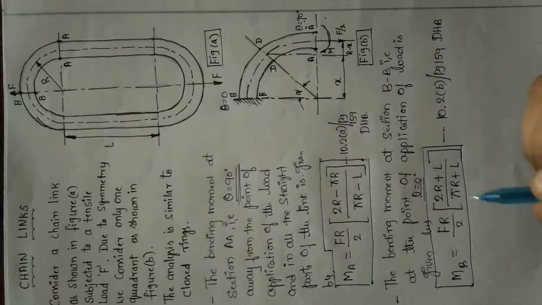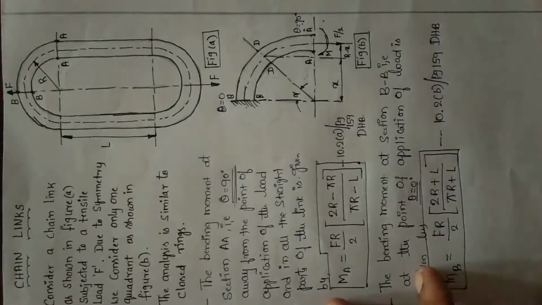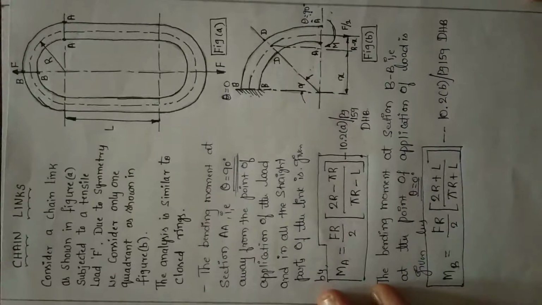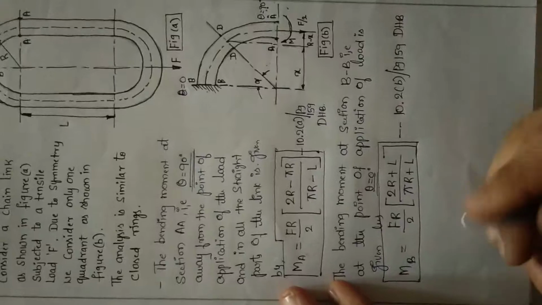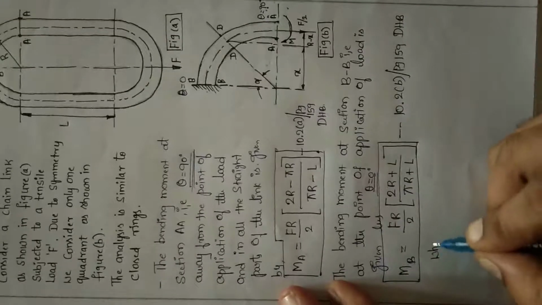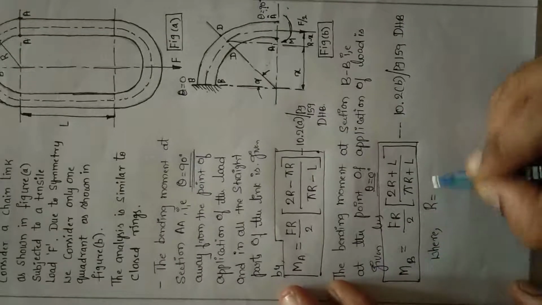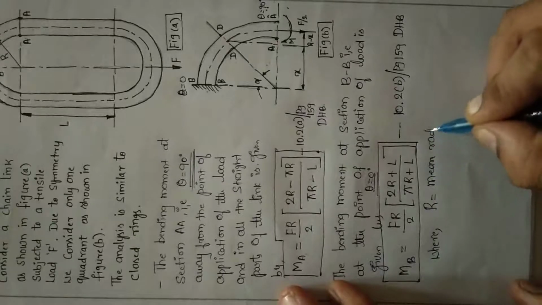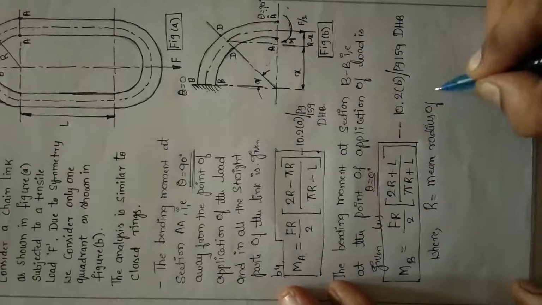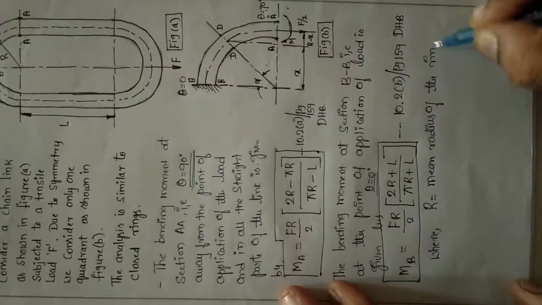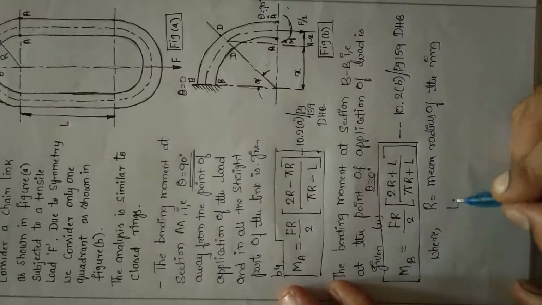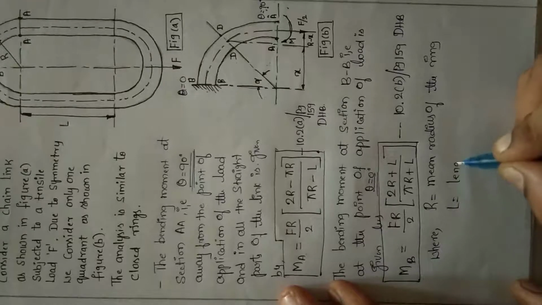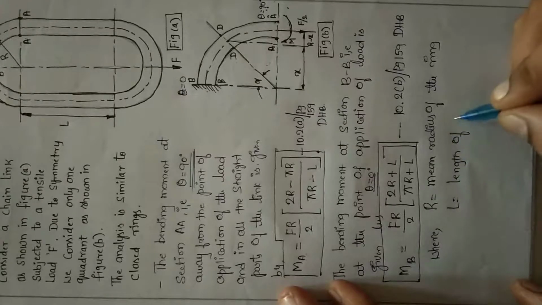In this, what are the notations that we shall write here? R is the mean radius of the ring, or I can call it the link here, both are the same. L is the length of the straight portion.